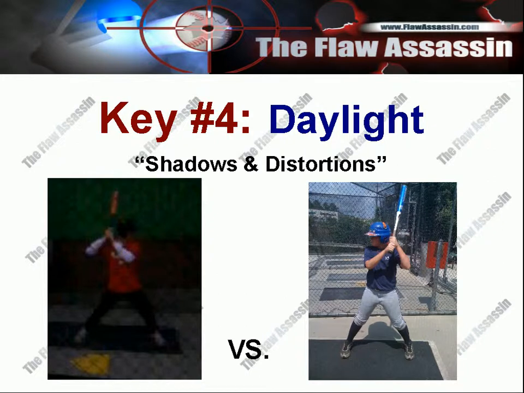Another thing that's important, and key number 4, is that you get your shot in the daylight. The evening shot here, as you see on the left, is going to have shadows and distortions, and sometimes when you're wearing black, like this player was wearing black, you can't tell what's happening with the knees, or you can't tell what's happening with the body, because it distorts it and enhances the shadow. So you want to make sure you're getting your shots in good daylight.